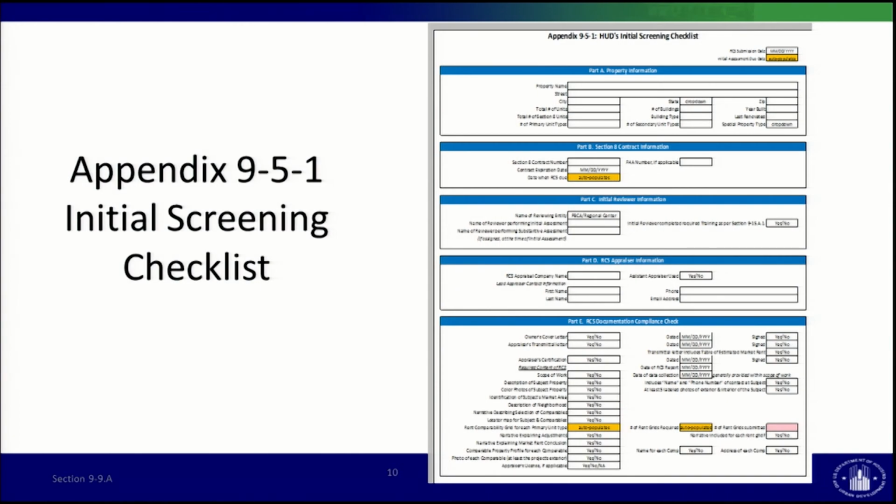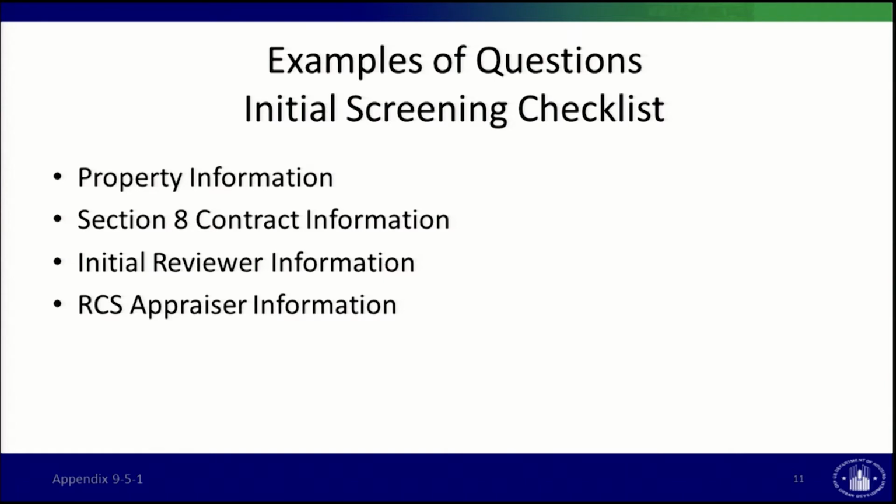Here's an example of the checklist that you'll need to complete. You can obtain a copy of the Excel spreadsheet on the renewal website, the link of which will be at the end of this training session. Let's look at some of the questions for the initial screening checklist. If you're completing the checklist, there are several yes/no questions you will need to answer.